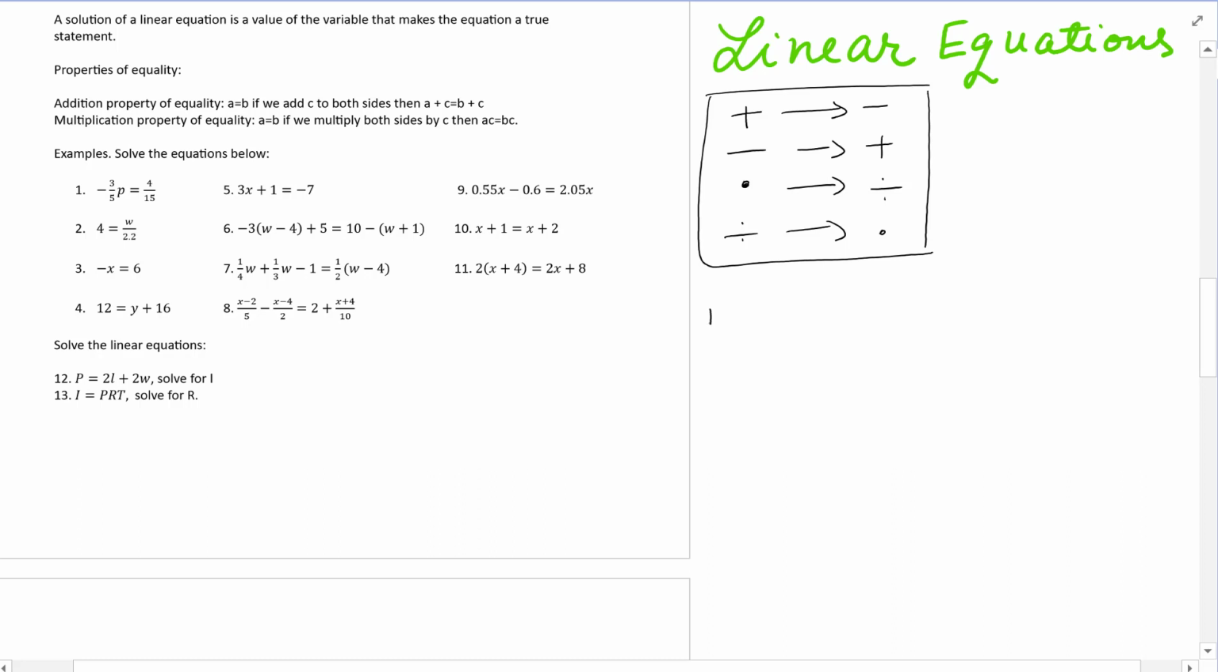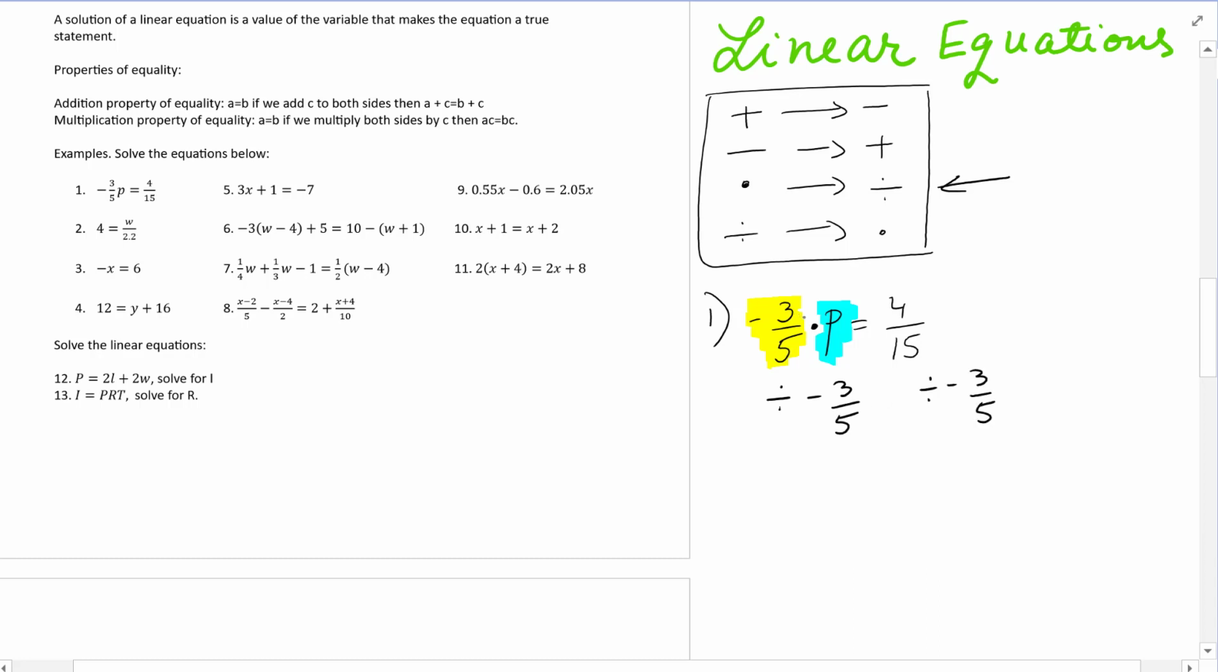So for example, problem 1, negative 3 over 5 p equals 4 over 15. To solve the equation means to find the value of p. Between the number, which is negative 3 over 5, and the variable which we want to find, the operation is multiplication. So when we have multiplication, we have to divide. So in order to separate p, we are going to divide by negative 3 over 5 both sides.